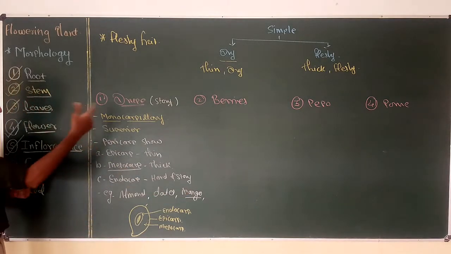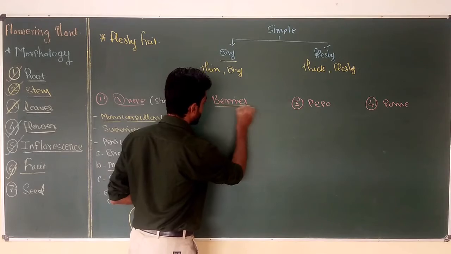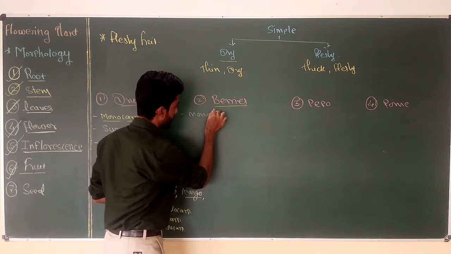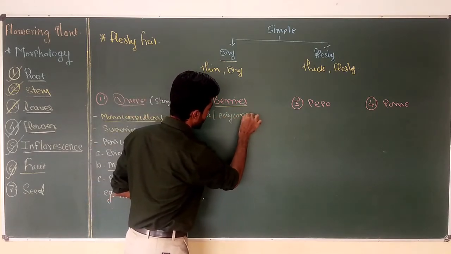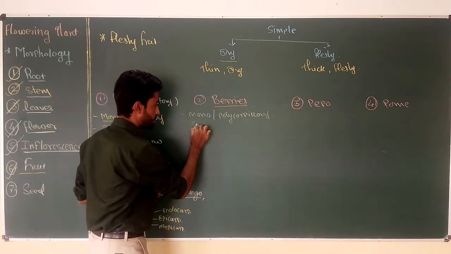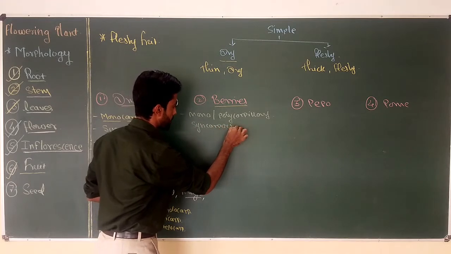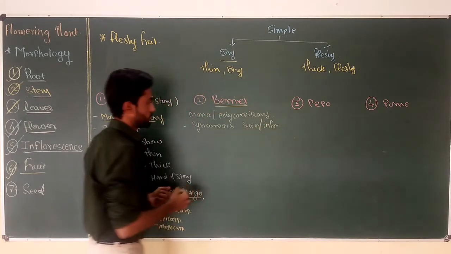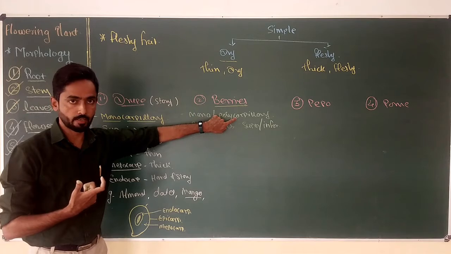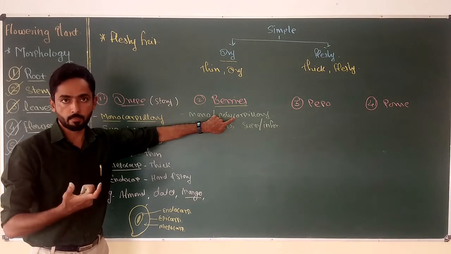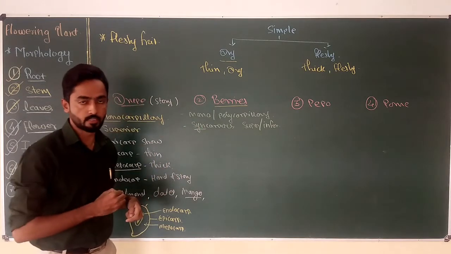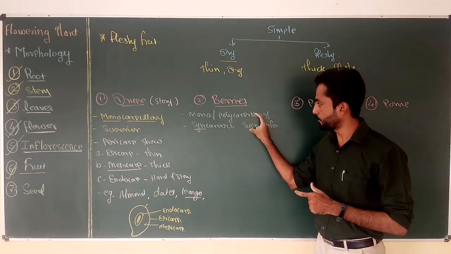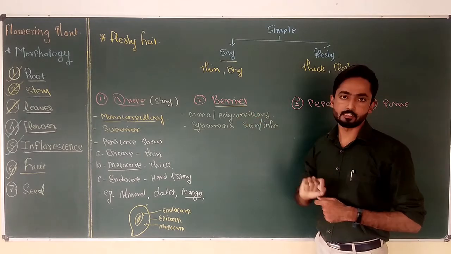Then the next type of fruit is berries. It is produced from a mono or polycarpillary syncarpous superior or inferior ovary. So the ovary should be mono or polycarpillary. That means the ovary sometimes contains many carpels, but they are fused. That means syncarpous condition. And the position of the ovary may be superior or inferior in the flower. And such type of ovary, after fertilization, produces berries type of fruit.